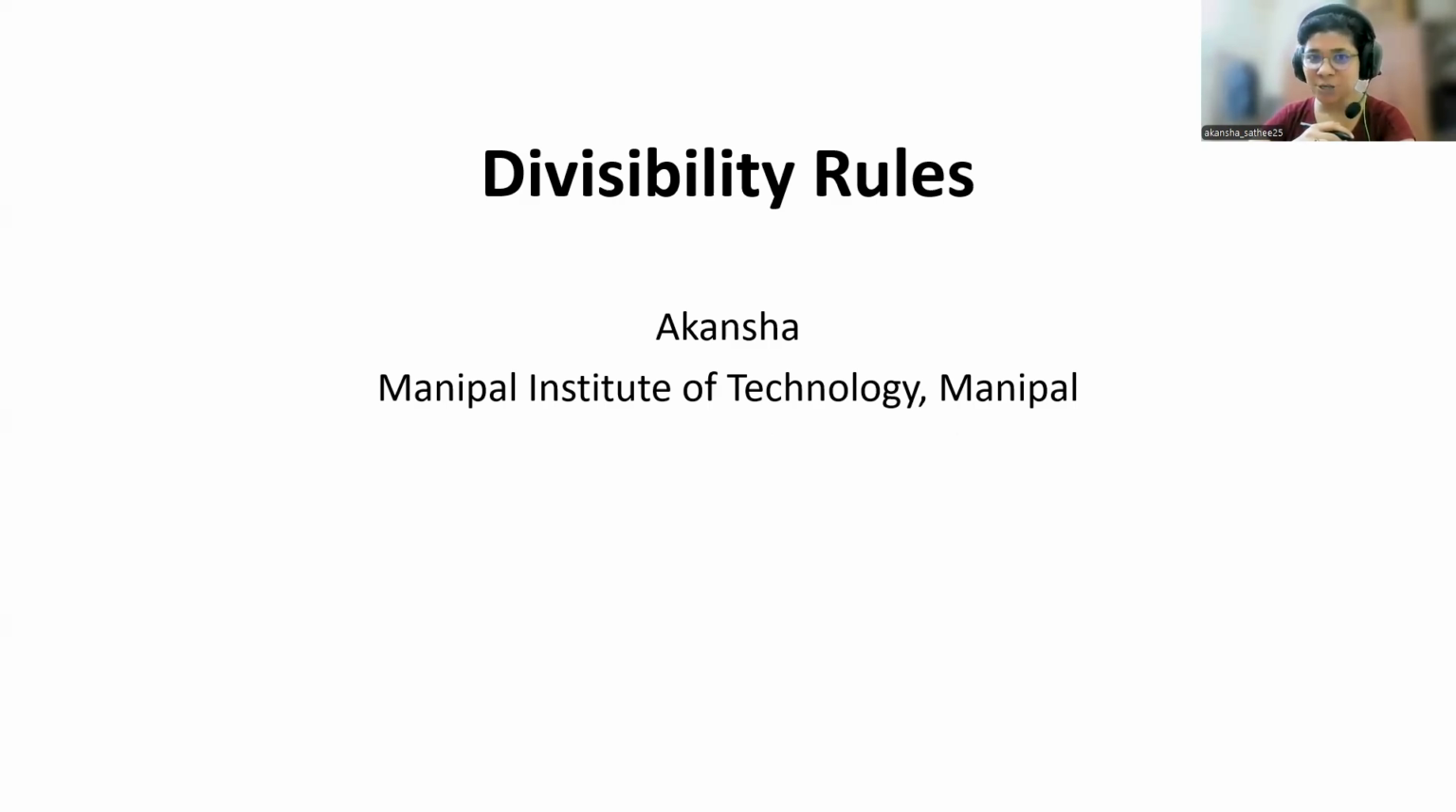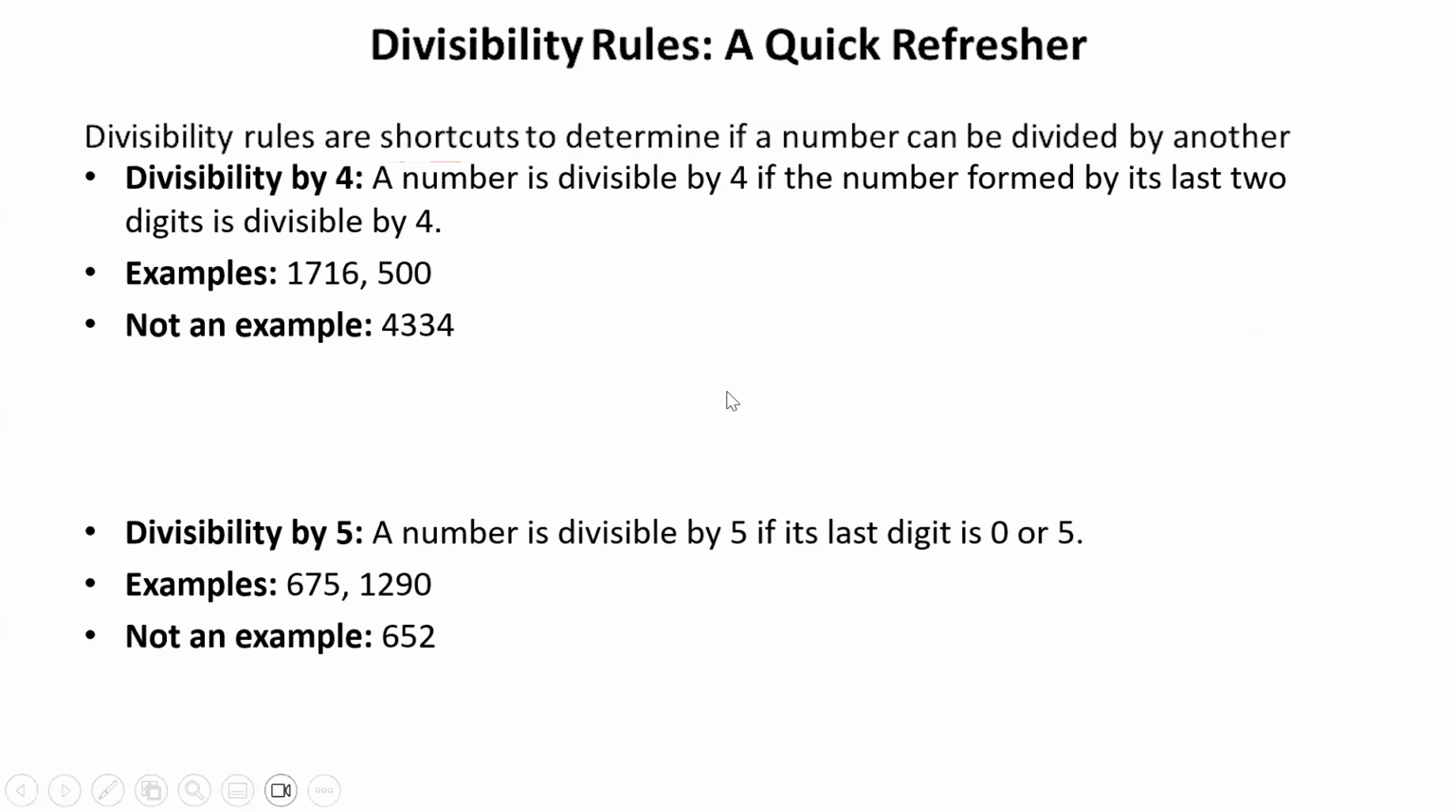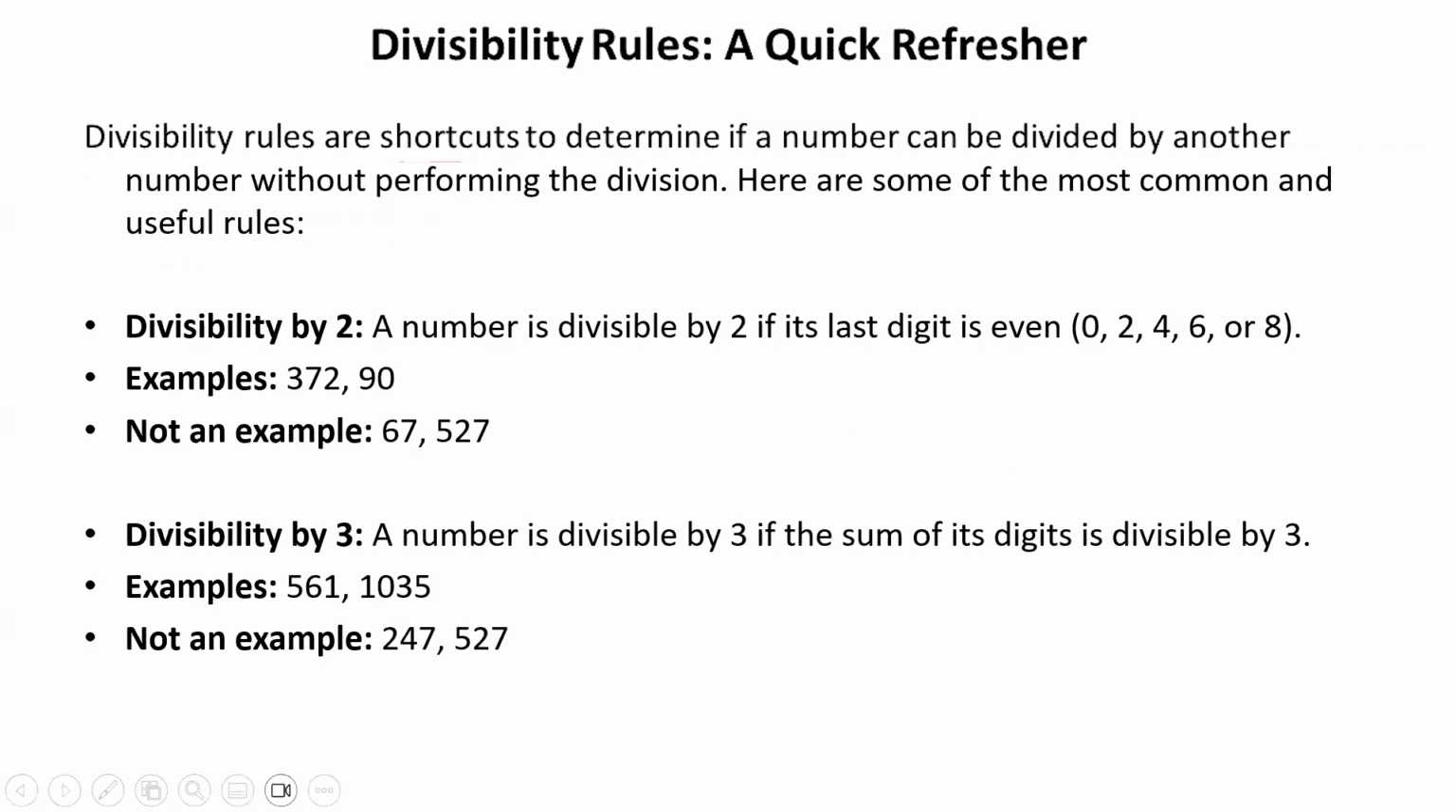So this is a very basic topic, but again, very useful. So let's see what is divisibility rule and where all you can use it. It is quite a refresher kind of thing. Divisibility rules are shortcuts to determine if a number can be divided by another number. These things we unknowingly use on a daily basis whenever we add or divide something with some other number. These things will be clear when we solve some problems and when we see certain examples.